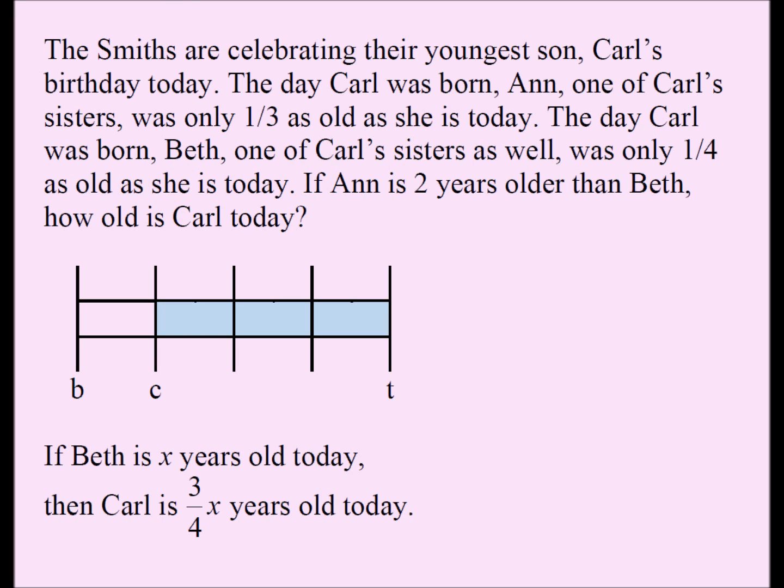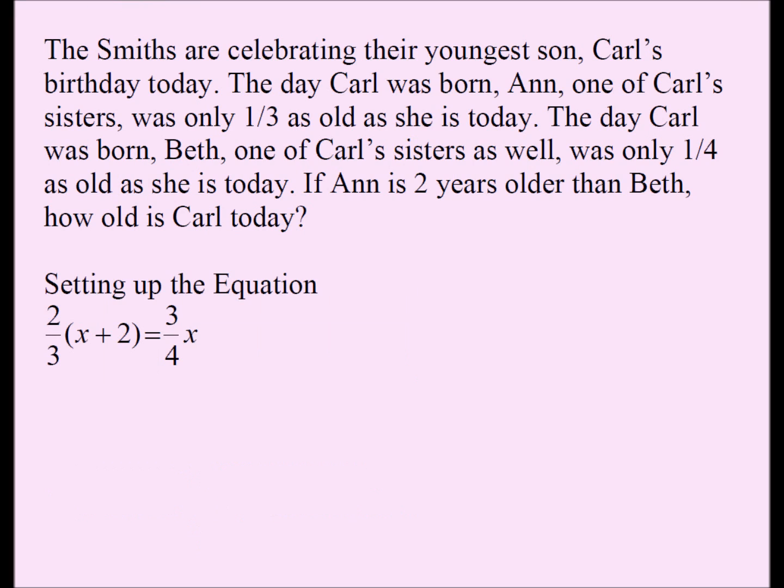Now we are ready to write our equation. From the two previous slides, we got that Carl is 3/4 of x years old today and 2/3 of x plus 2 years old today. Now, if both expressions represent Carl's age today, they must equal each other. So we set them up as two equal quantities and we solve for x.